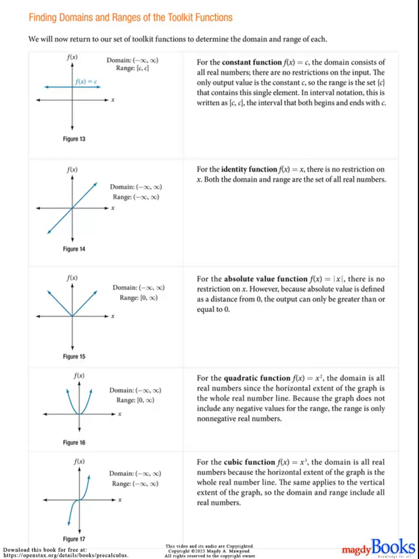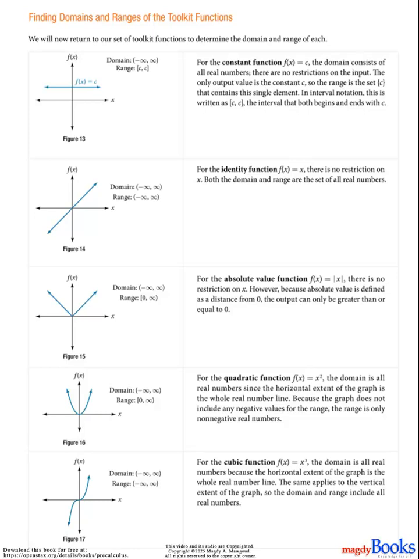Figure 16. f(x) = x². Domain: (-∞, ∞). Range: [0, ∞). For the quadratic function, f(x) = x², the domain is all real numbers since the horizontal extent of the graph is the whole real number line. Because the graph does not include any negative values for y, the range is only non-negative real numbers.